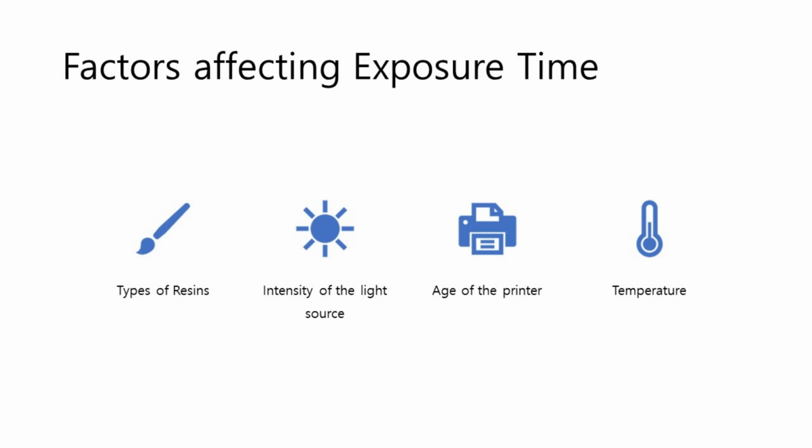For instance, different types of resin may require varying exposure times, and the intensity of light and printer precision directly affect the uniform curing of the resin. Additionally, temperature significantly impacts the reaction and curing rate of the resin, necessitating adjustments in exposure time settings.